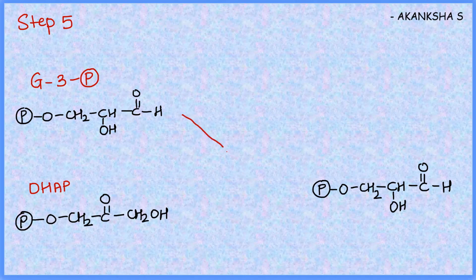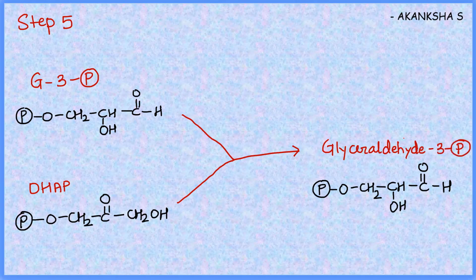So what would happen? They both will undergo isomerization to yield one common compound. DHAP will isomerize itself to give glyceraldehyde 3-phosphate. Because both of them are isomers of each other, both of them will result in forming glyceraldehyde 3-phosphate. DHAP gets converted into glyceraldehyde 3-phosphate. Okay. So what do we get? We get 2 molecules of glyceraldehyde 3-phosphate.